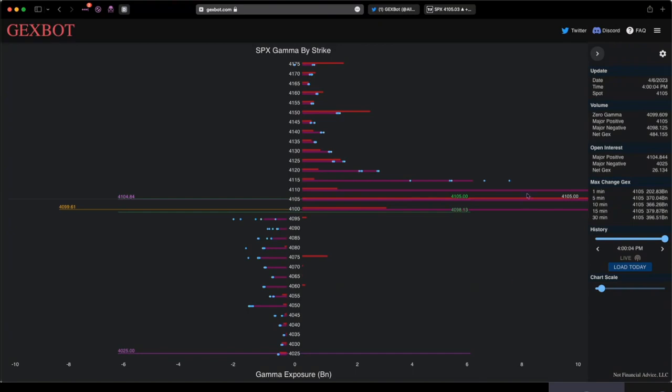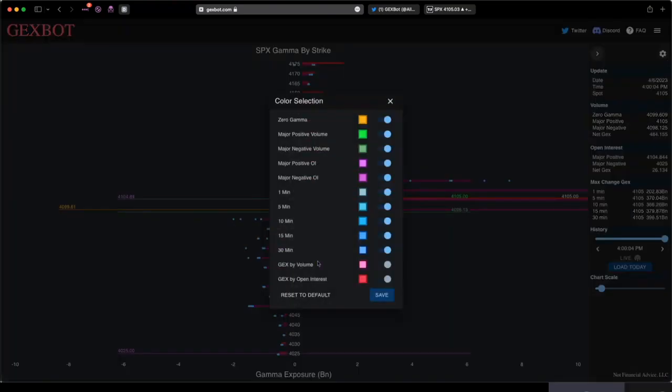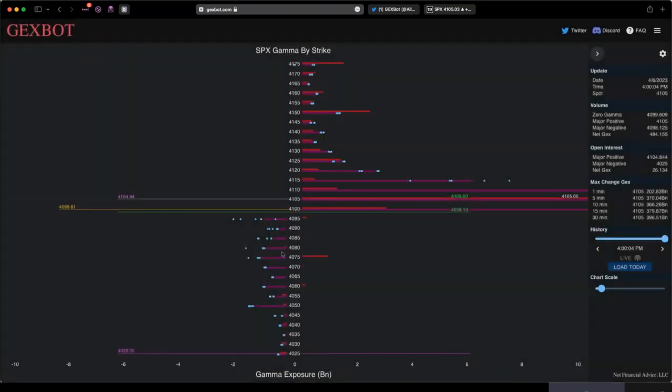The default color is the white dots, I believe, for the 1 minute. That's where the Gex for that level was. And then for the 5, 10, 15, 30, those are all the previous states at those dots.